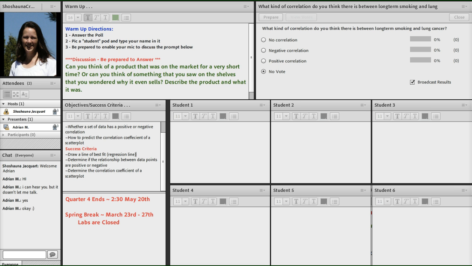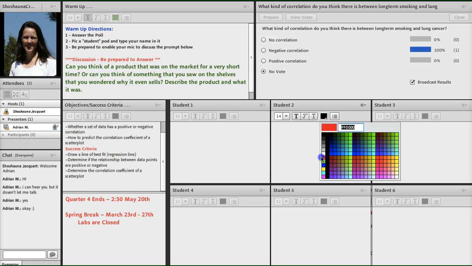All right, so what do you think about the correlation? Top right box, between long-term smoking and lung cancer: no correlation, negative correlation, positive correlation. What do you think? You can take over your student pod or put it in the chat, I don't care. If you take over the student pod, I'll just show you what it can look like. I'm going to take over student pod number 2.